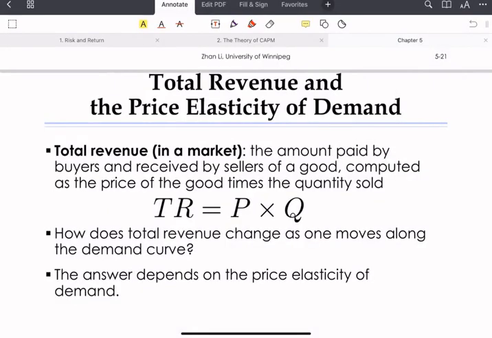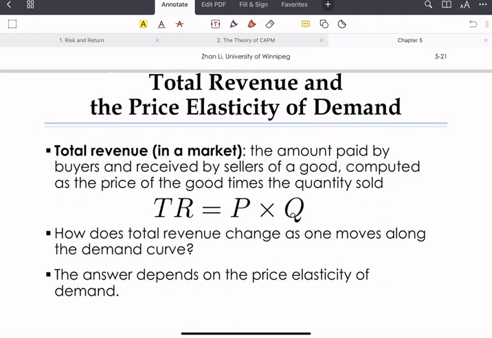Okay, let's continue our discussion on elasticity. So basically, we talked about the definition of elasticity, and we discussed what factors could affect the price elasticity of demand during the last class. So today's class, first let's talk about how total revenue and the price elasticity are related.